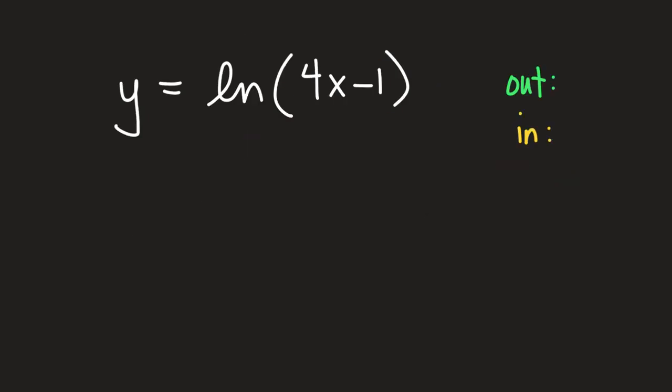All right, here we have a natural log function. The natural log of a linear. So the outer function is your natural log function, and the inner is your 4x minus 1, or your linear function. Okay? It's in parentheses, right? It's inside of the natural log.